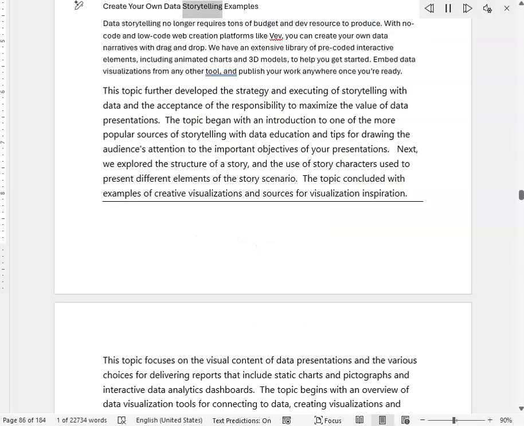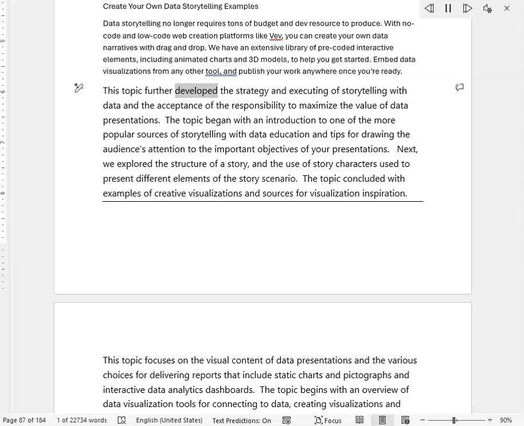Create your own data storytelling examples. Data storytelling no longer requires tons of budget and dev resource to produce. With no-code and low-code web creation platforms like Vev, you can create your own data narratives with drag and drop. We have an extensive library of pre-coded interactive elements, including animated charts and 3D models, to help you get started. Embed data visualizations from any other tool, and publish your work anywhere once you're ready.